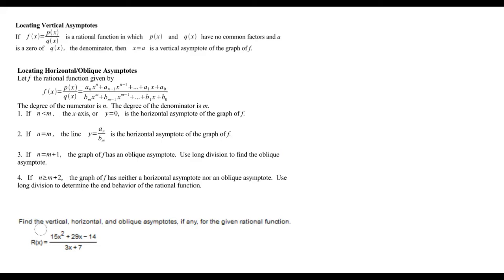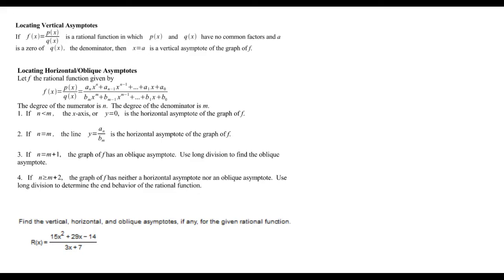This example says find the vertical, horizontal, and oblique asymptotes, if any, for the given rational function. And our function is r of x equals (15x squared plus 29x minus 14) over (3x plus 7).